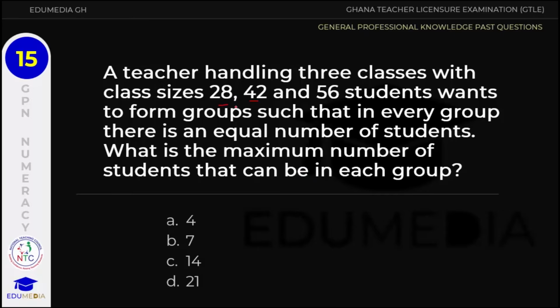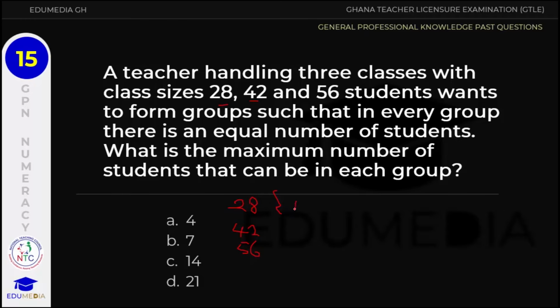So we have 28, one class, 42, another class, and 56 for another class. The question is for us to find out the maximum number of students that can be in each group. So what we're going to do here is find the highest common divisor of these numbers. First of all, let's list out all the divisors for each of them, the common divisors.